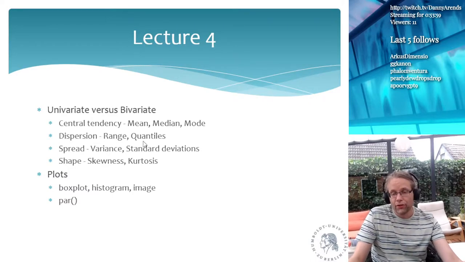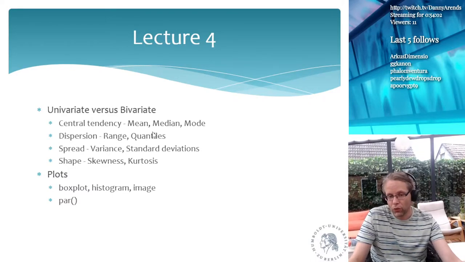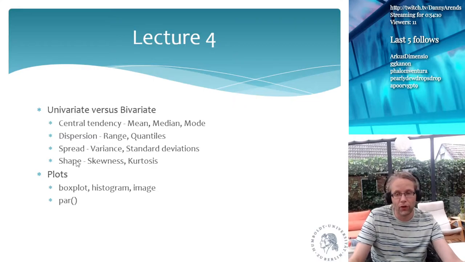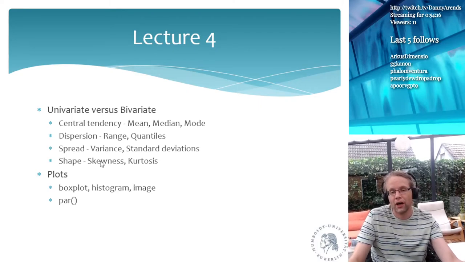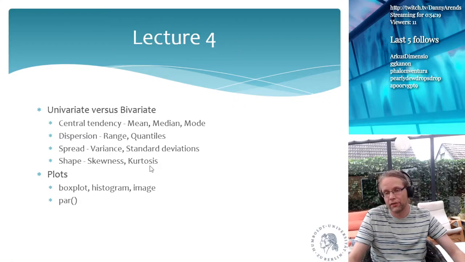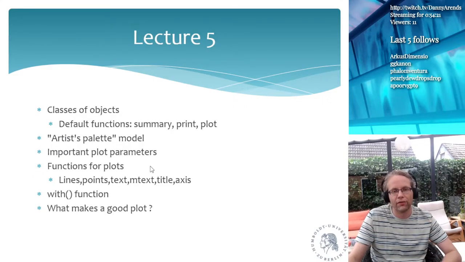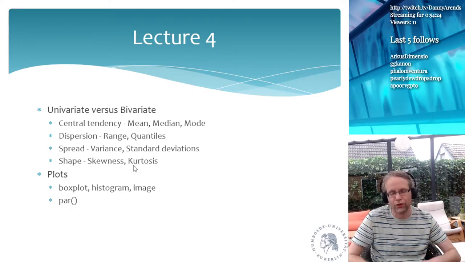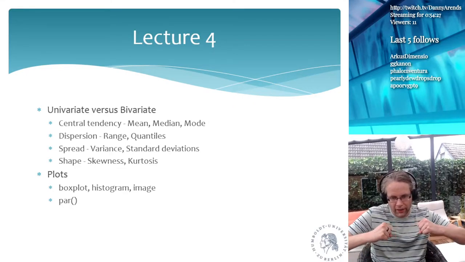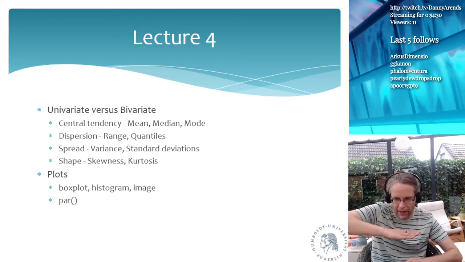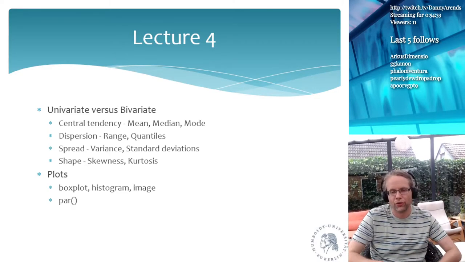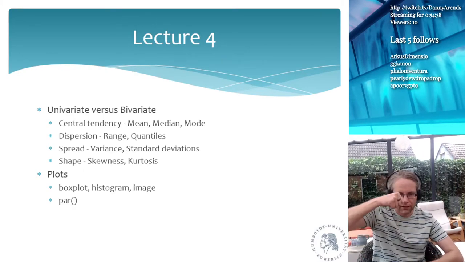We talked about dispersion. So what is the range of the data? What are the different quantiles? We talked a little bit about spread, like variance and standard deviation. And we talked about shape, especially in the context of a normal or a Gaussian distribution. So know when a normal distribution is skewed, and that kurtosis is kind of the squeezing or the pulling of the normal distribution, right? So if I have a normal distribution and I press it down like that, I'm making a platykurtic normal distribution. While if I'm pulling it up, then it's leptokurtic, because then it has kind of positive kurtosis, it's too high in the middle.